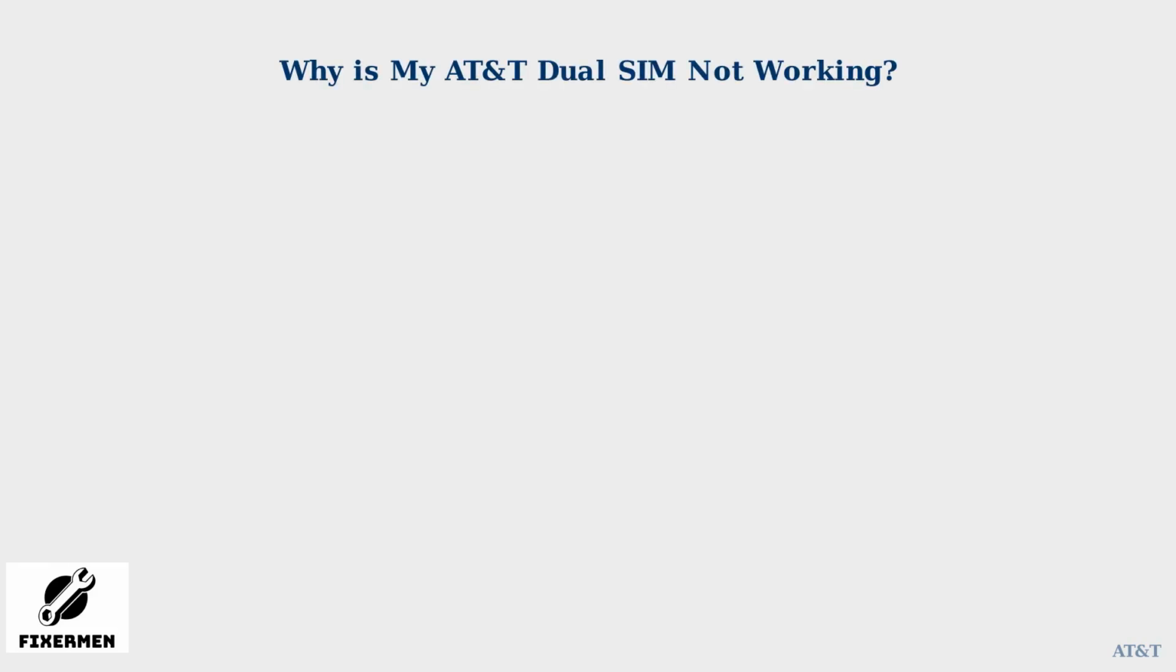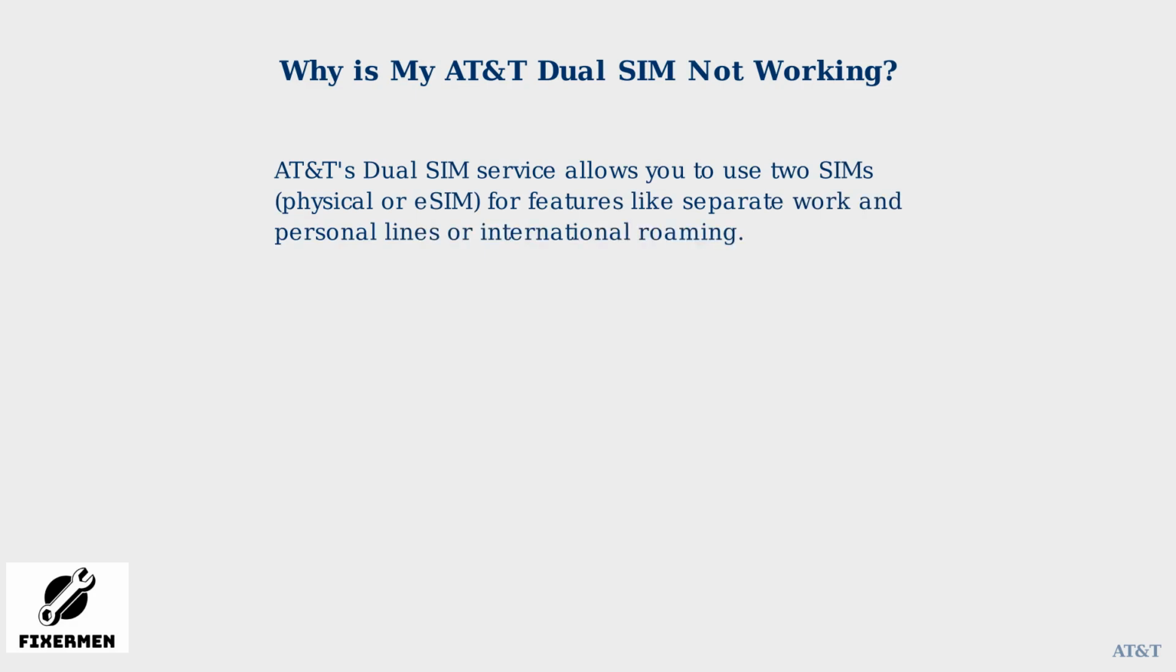Let's address why your AT&T Dual SIM might be malfunctioning. Common causes include software bugs, network congestion, incorrect APN settings, or hardware issues with the SIM card or phone. AT&T's Dual SIM service allows you to use two SIMs, either physical or eSIM, for features like separate work and personal lines or international roaming.